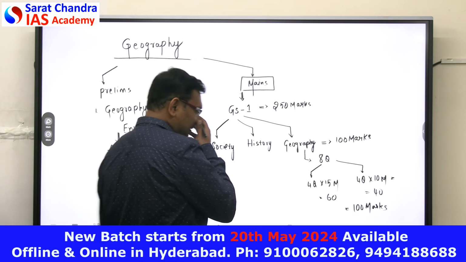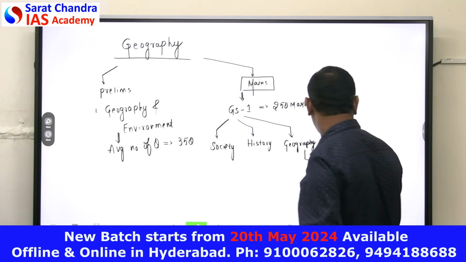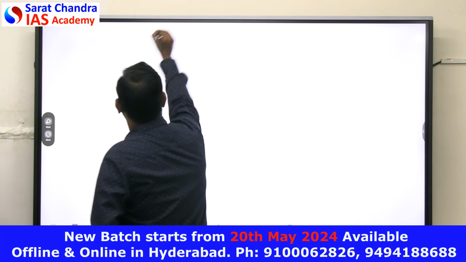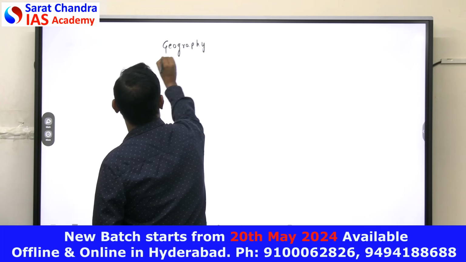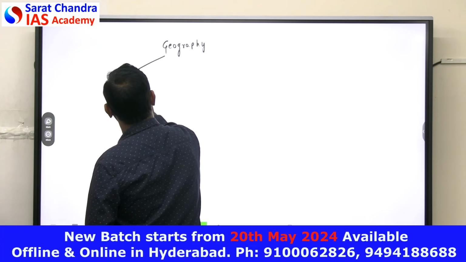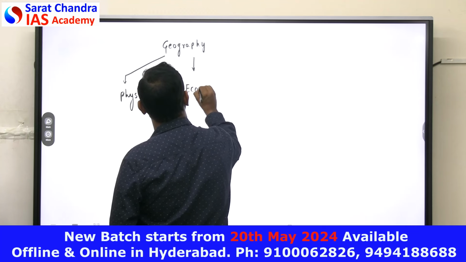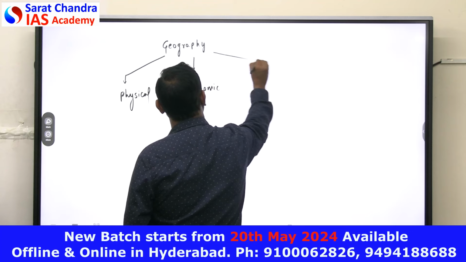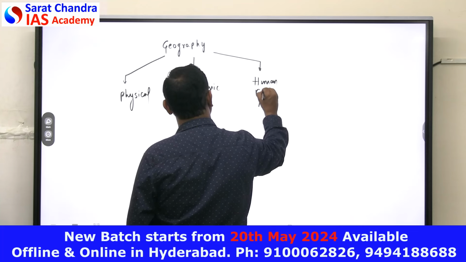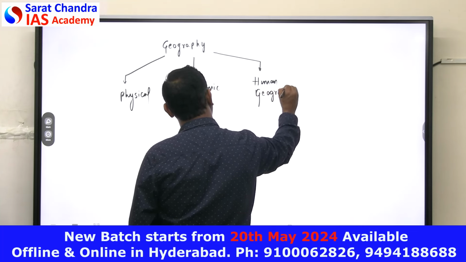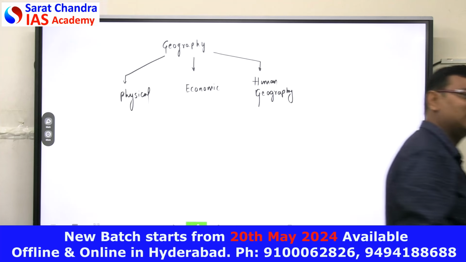Right? Then what will be the syllabus? How many components does geography consist of? Geography consists of three components. Physical geography, economic geography, and human geography. But for our syllabus, human geography is not there. Human geography, urbanization, and population census have been added in the society. Point clear? Yes or no?